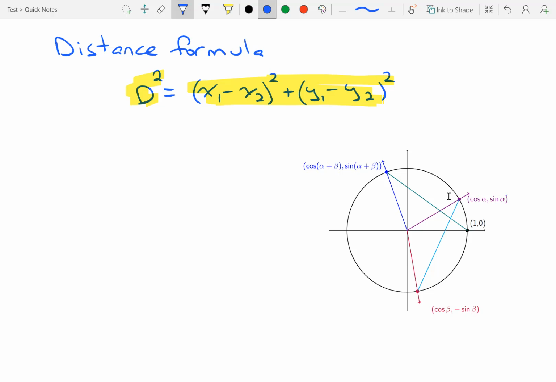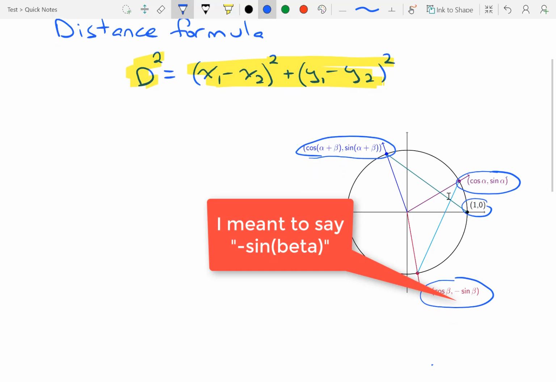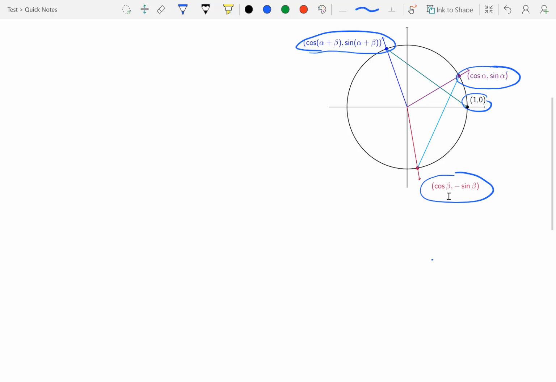All right, so what we're going to do is take the distance squared between the cosine of alpha plus beta, sine of alpha plus beta, and the point 1, 0, and then the distance squared between the point cosine alpha, sine alpha, and cosine beta, negative sine beta. All right, so what do we get? For the first pair, I'm going to get that the cosine of alpha plus beta minus 1 squared plus the sine of alpha plus beta minus 0 squared.